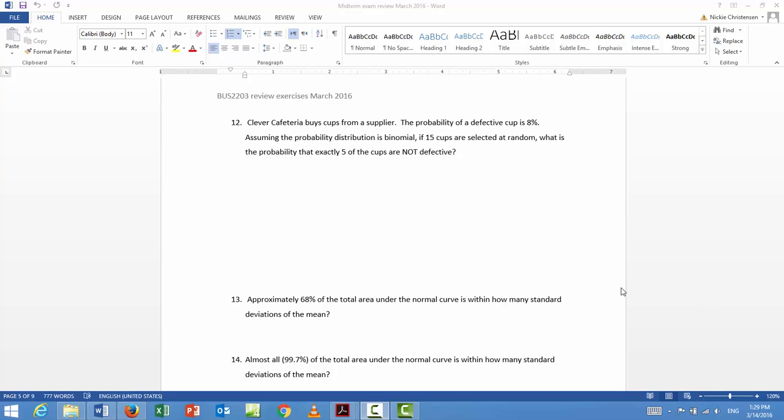This is the midterm exam review, page 5. Okay, so we'll start with question 12. It tells us that a cafeteria buys cups from a supplier and the probability of a defective cup is 8%.